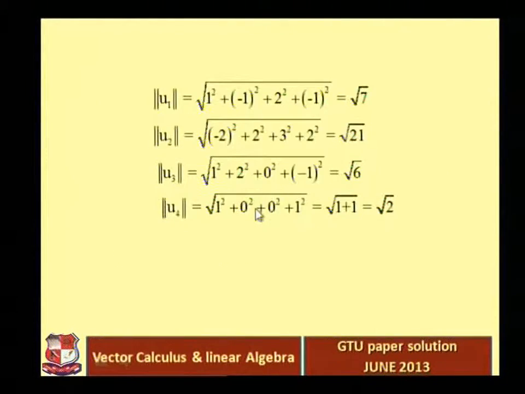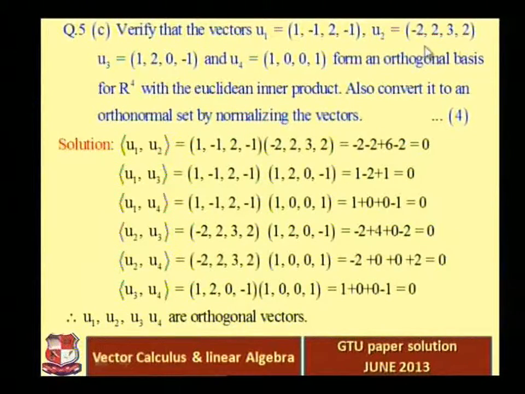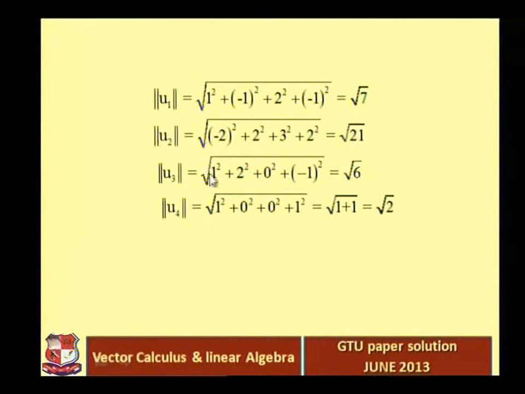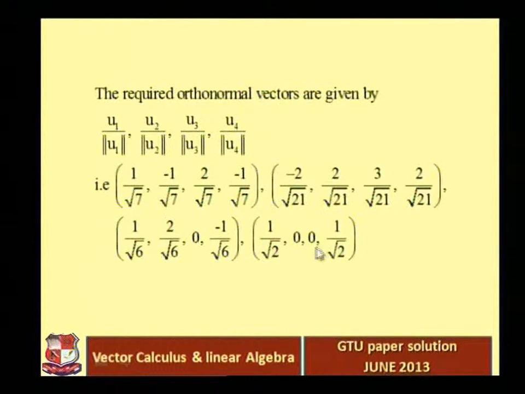Now what is u2? u2 is (-2, 2, 3, 2). We have to divide u2 by its norm. So norm is under root 21. So u2 by norm u2 is minus 2 upon under root 21, 2 by root 21, 3 by root 21 and 2 by root 21. Similarly we also write down u3 upon norm u3 and u4 upon norm u4.